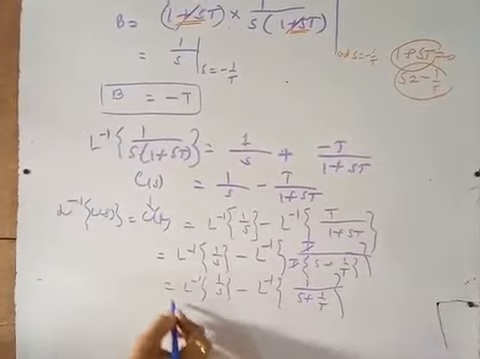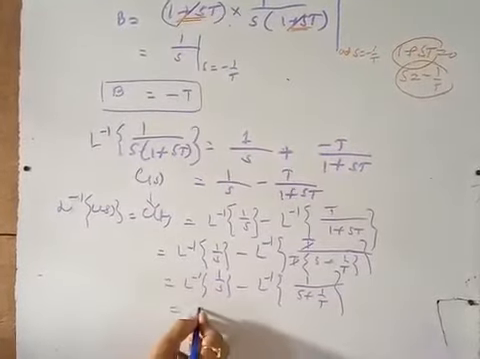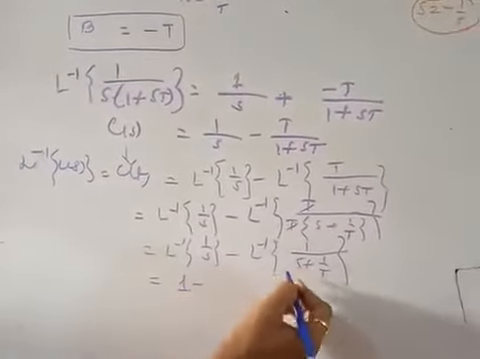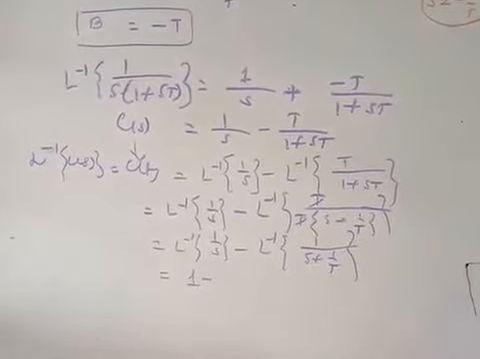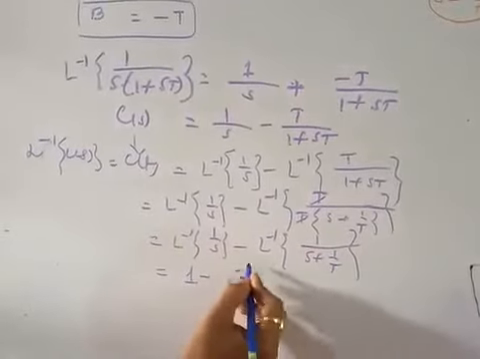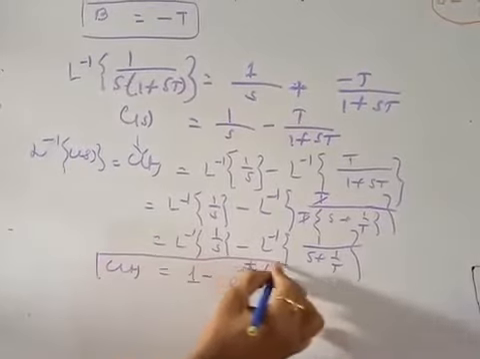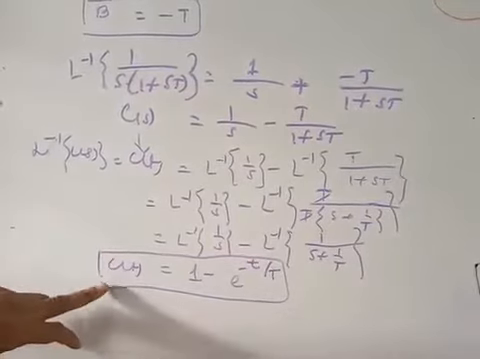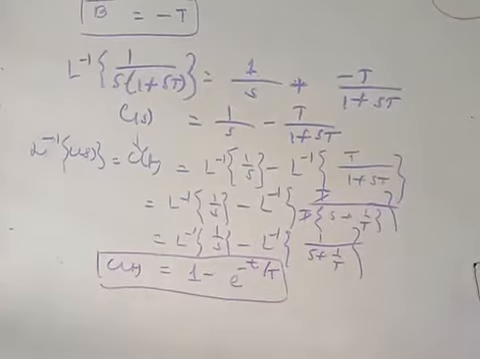So what is the factor? L inverse of 1 by S means 1 from the Laplace transform. And for the Laplace transform of 1 by S plus a, when we discussed the impulse response in the previous part, we found that it is e to the power minus t by T. So this is your CT, the response for a first order system when subjected to a step signal. So CT is equal to 1 minus e to the power minus t by T.